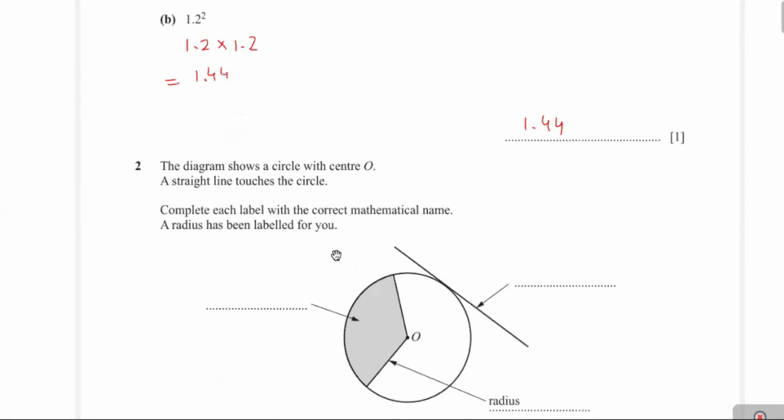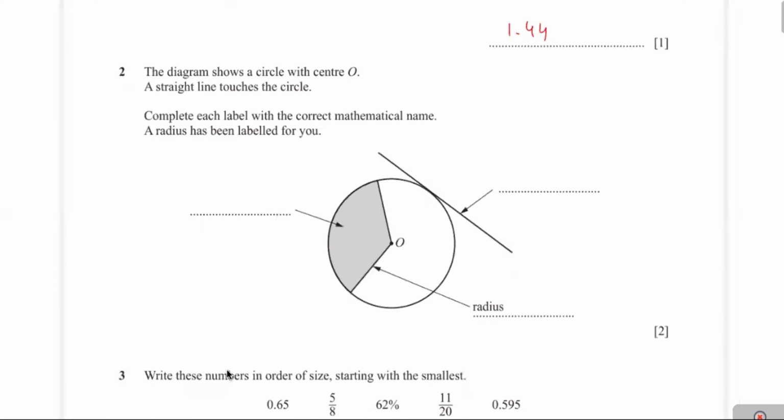Next, question number 2. The diagram shows a circle with center O. A straight line touches the circle. Complete each label with the correct mathematical name. A radius has been labeled for you. Now you see here, this line touches the circle, that is called tangent. And next is the shaded region between the radius and the arc, that is the sector. Now this region is called sector.